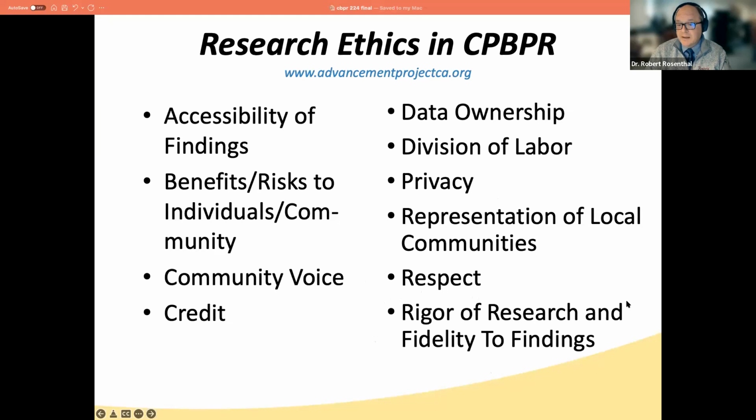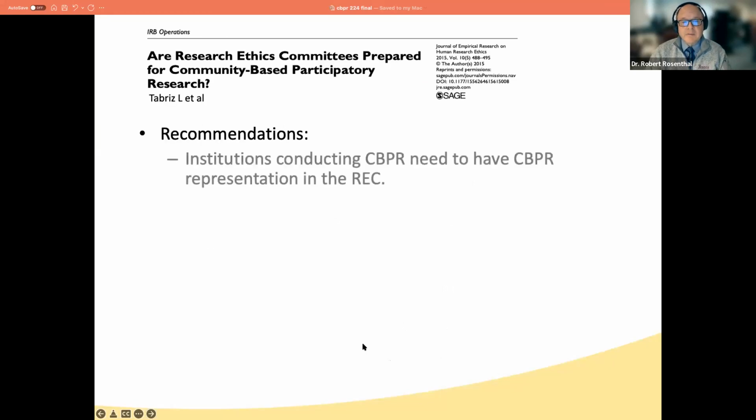And finally, we have the rigor of research and fidelity to findings. And I have to tell you, the first time I did this, when I was doing this with Julie, I called it rigor mortis instead of rigor, and that would be shaking chills, but actually it's rigor of research and fidelity to findings. So their recommendations were institutions conducting CBPR need to have CBPR representatives in the IRB.